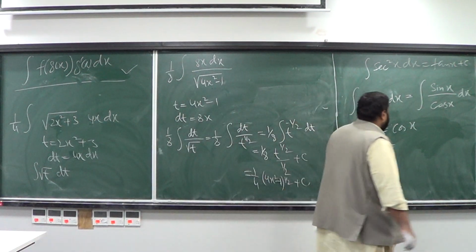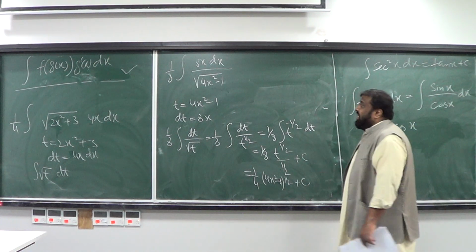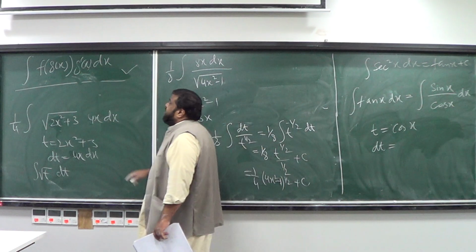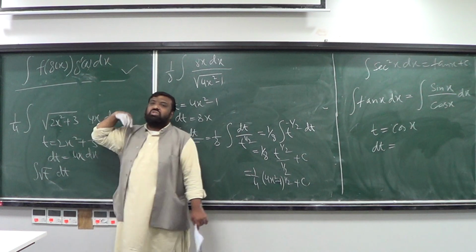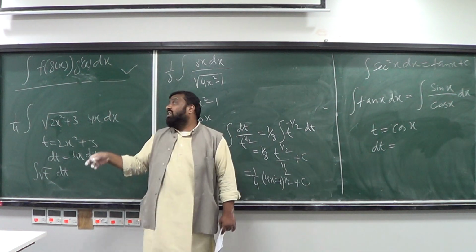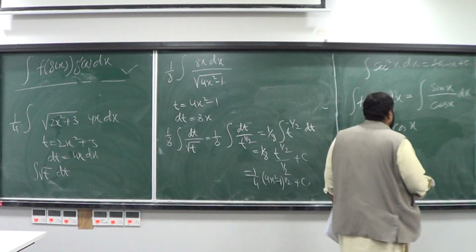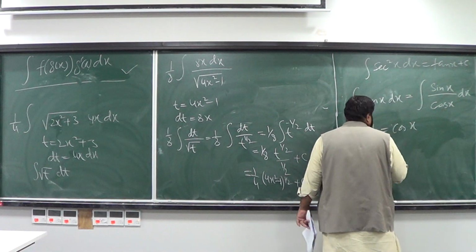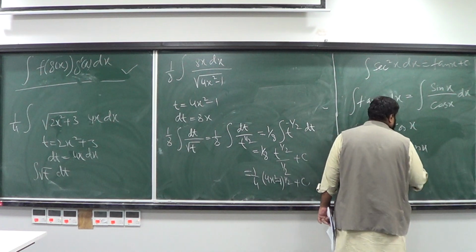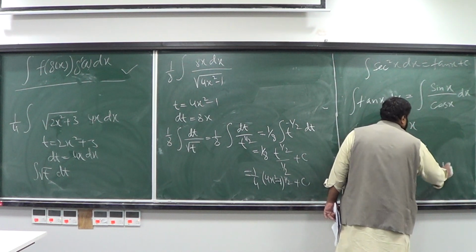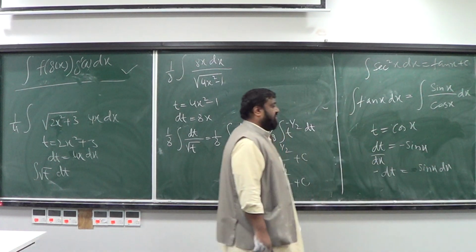Okay. So if you do the dt, one thing I must say is that there is an assumption on g: g must be differentiable. If g is a kind of function whose derivative you can't find, then this formula wouldn't work. So that's one caveat. So dt by dx is going to be negative sine x. So you can say that dt is negative sine x dx, or you can say negative dt is sine x dx.